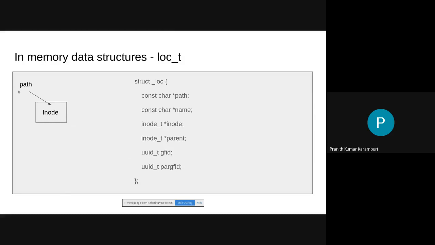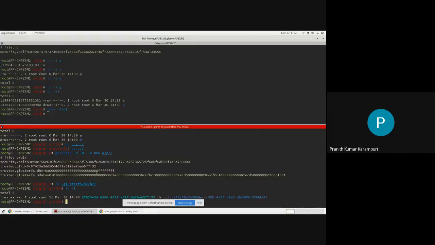We will try to map how these things translate into GlusterFS. Okay. So the first thing is path. The path data structure in GlusterFS is something called loc_t. It has these attributes. One is a path. Name is like the final component. I think I can probably show it like this. So if this is the path, this will be the name. Just this D1 will be the name. The whole thing will be called the path.